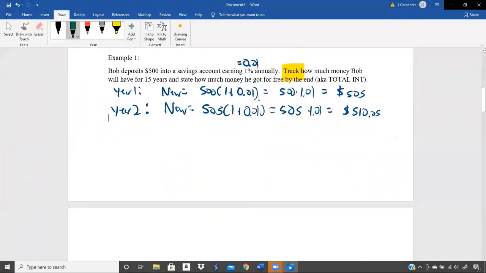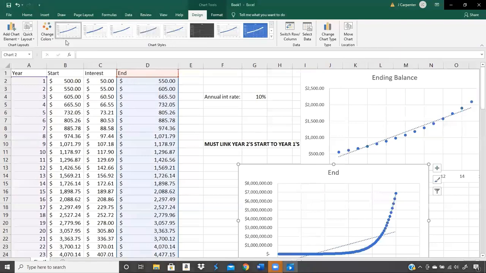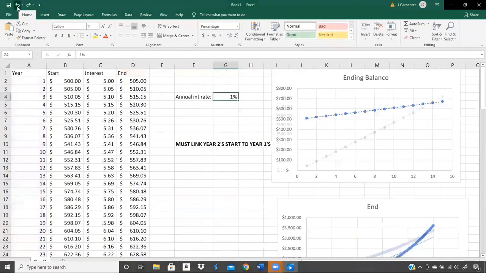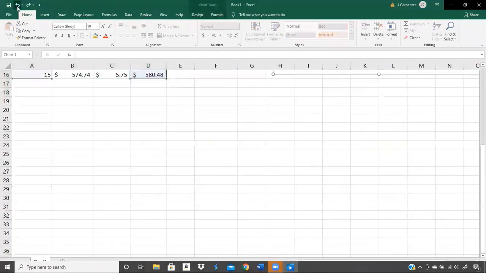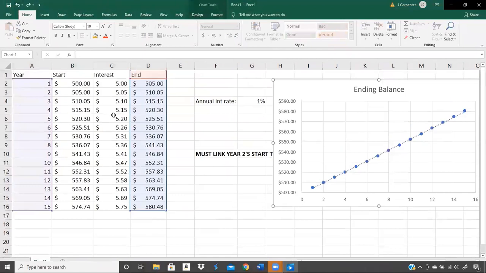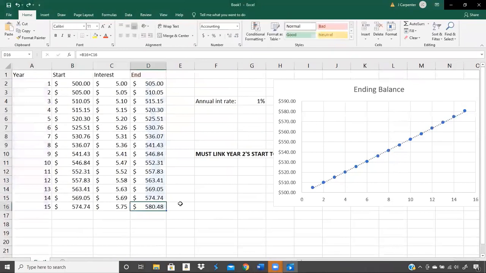So all the answers were in the spreadsheet originally. We saw them. Let me change everything back so we can officially answer it. So we're just going to hit the undo button a whole lot. There we go. Interest rate 1%, all 15 years. Okay, perfect. So how much money did we have after 15 years?